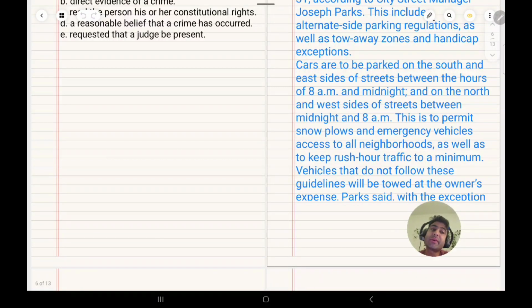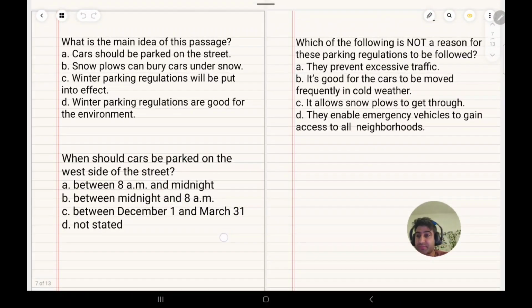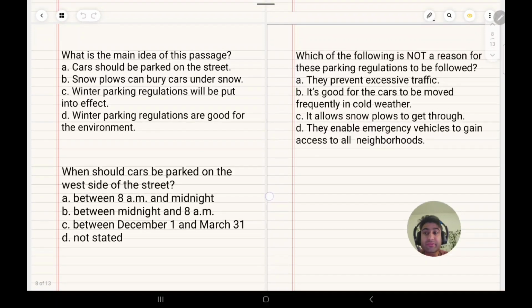For example, cars to be parked on the south, east side of the street between 8 a.m. and midnight, and on the north and west side between midnight and 8 a.m., right? This is to give snow plows and emergency vehicles access. So they had a word about the snow plows, but they haven't told that snow plows can bury cars under snow. Very important, because sometimes we see the word and just mark it. That's why we are reading it.